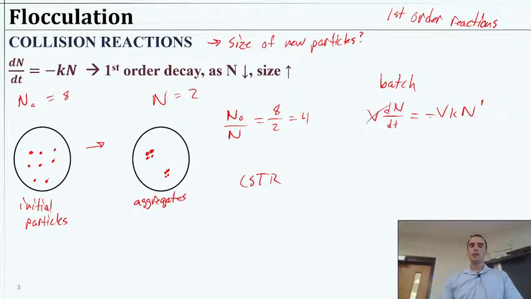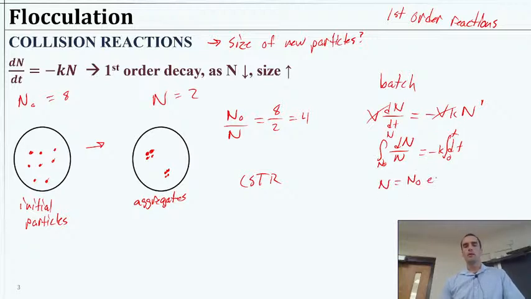Okay, so in a batch system, this is all it is. We would cancel the V's, then we would do our typical integration, dn over n from n naught to n equals minus k dt, and integrating that from 0 to time t. That gives us our very typical n equals n naught times e to the minus k t.